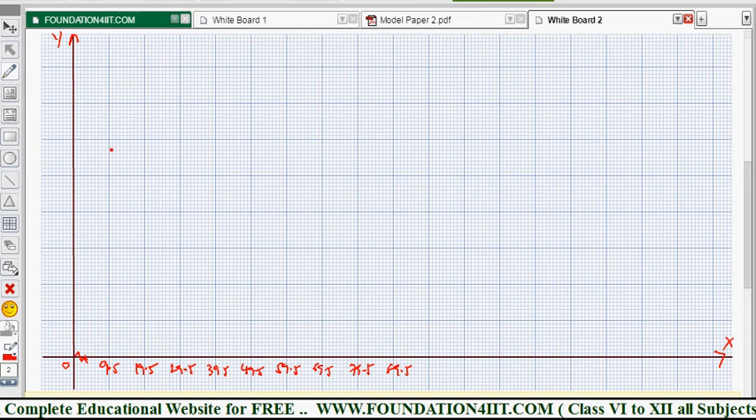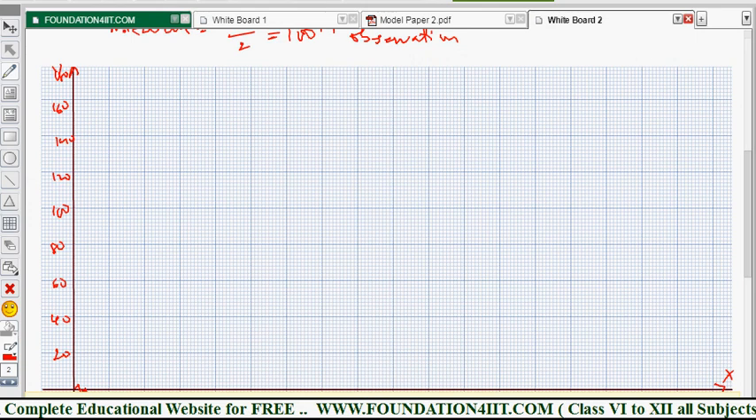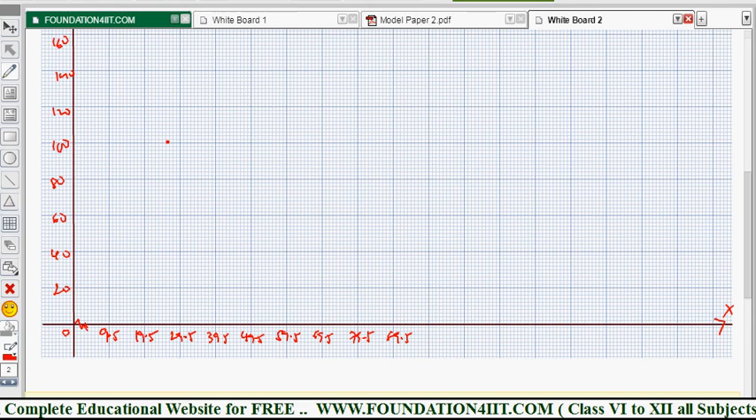So let's take 20, 40, 60, 80, 100, 120, 140, 160, 180, and 200. We can take 200 just to extend this graph. So now we need to plot these points. That is these points only.